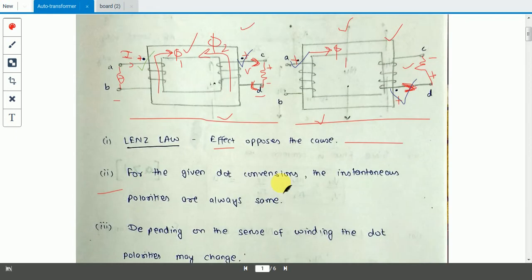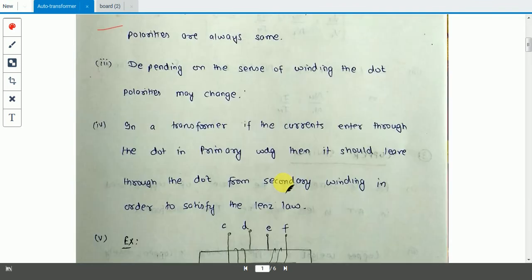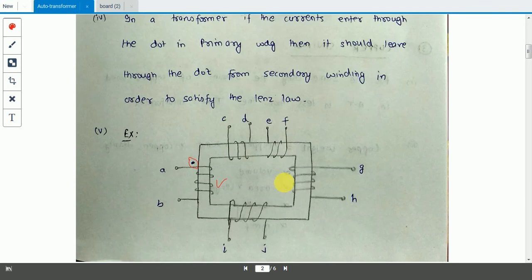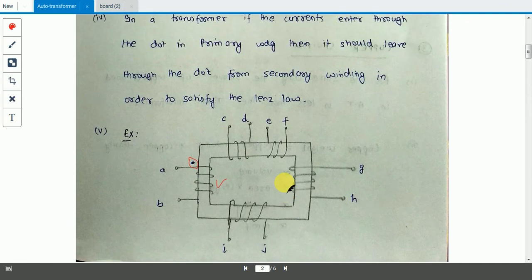These are the basics of Lenz law that we need to know before considering the auto transformer part. That's all for this video, and we'll be doing the next part of the auto transformer in the next lecture.